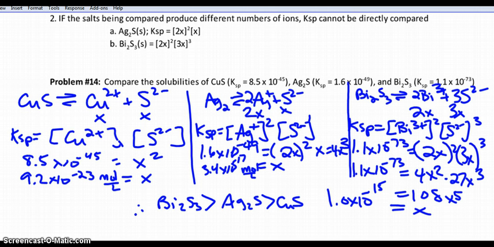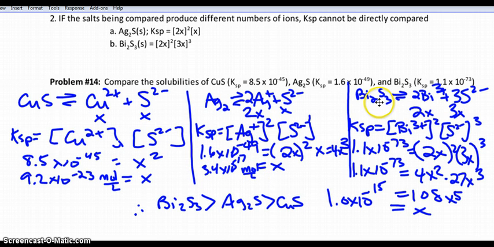Okay, hopefully you can read my writing here. If I start over here with the copper 2 sulfide, very straightforward. They're each equal to X, so X equals 9.2 times 10 to the negative 23rd. For your silver sulfide, when you dissociate it, you get 2 silver ions and 1 sulfide ion. So you have 2X here and X there. You have silver squared times sulfide to the first, and so you end up with 4x cubed equal to 1.6 times 10 to the negative 49. X equals 3.4 times 10 to the negative 10th moles per liter.